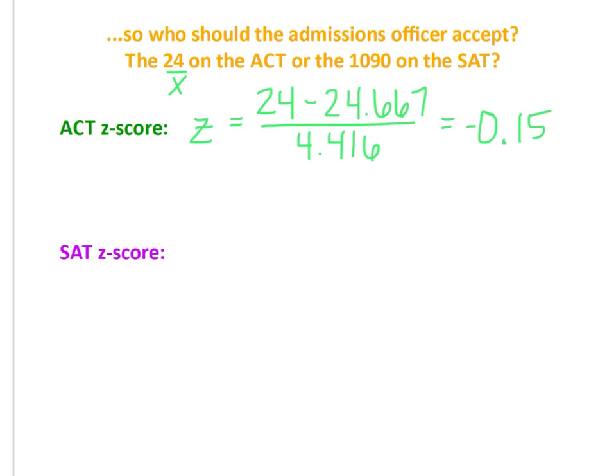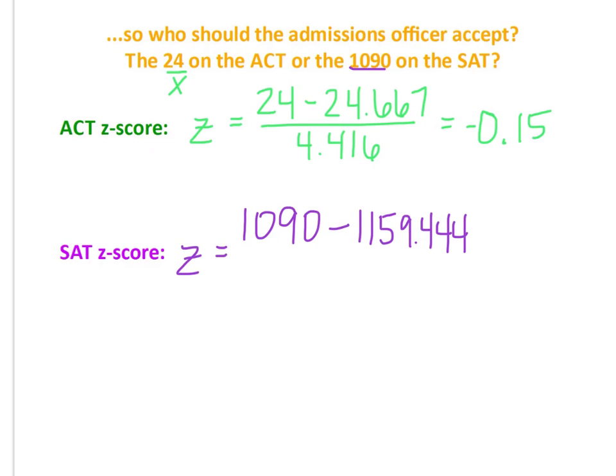For the SAT, z equals x, which is 1090, minus 1159.444 over the standard deviation of 116.604. When I do that arithmetic, I get that z is negative 0.60.